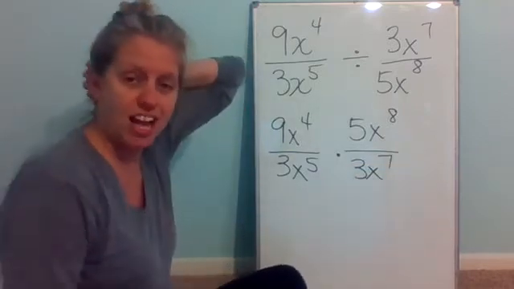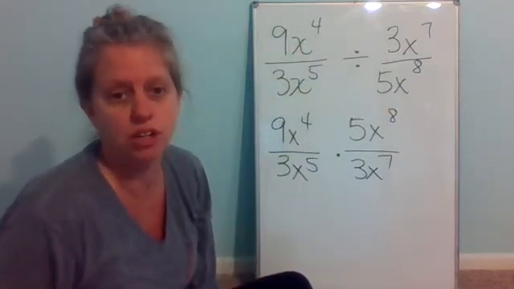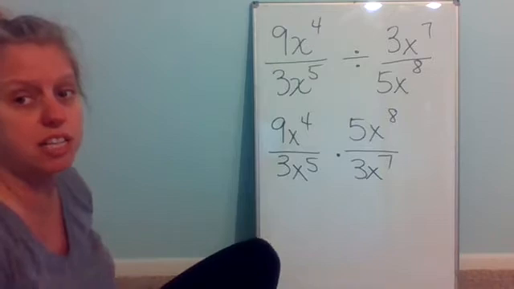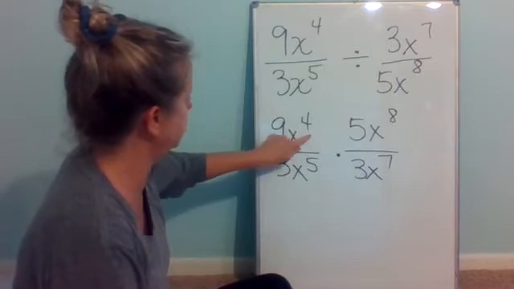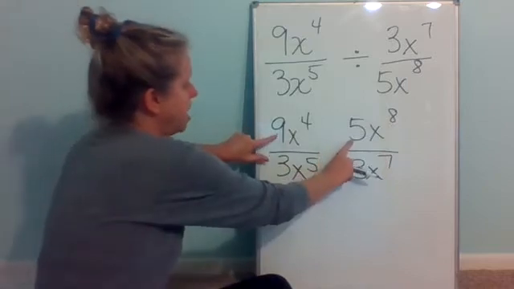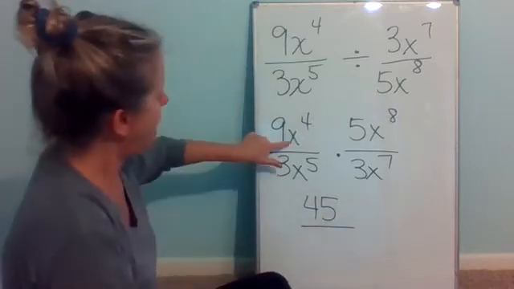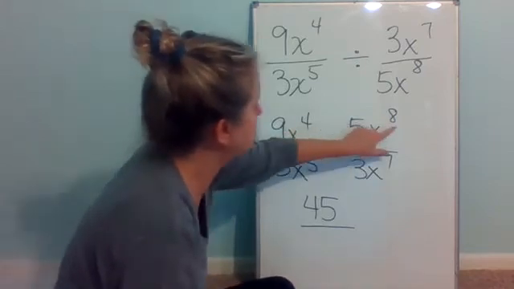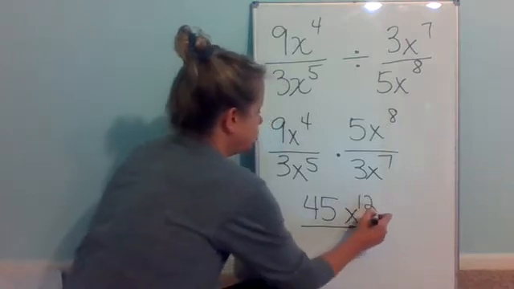So let's see, are there any parentheses to cancel? There's not any parentheses at all. So no parentheses to cancel. So I'm just going to multiply straight across on the top and the bottom. So up top, I've got 9x to the 4th times 5x to the 8th. So when I multiply, I'll multiply the 9 times 5, which will give me 45. X to the 4th times x to the 8th, I'm going to add those exponents together. So that'll give me x to the 12th.